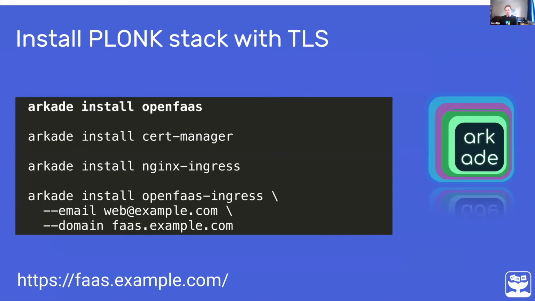Now, if you wanted TLS as well, because you're probably going to install on your laptop to begin with, let's say it was faas.example.com, we can then use Arkade to install OpenFaaS, Cert Manager. Cert Manager gets us certificates, Nginx, server-side ingress. If you're used to Kubernetes, you might know what these things are. And then the last one generates an ingress definition for us with basically two flags, your email and domain. And now you have faas.example.com, secure serverless out of the box.